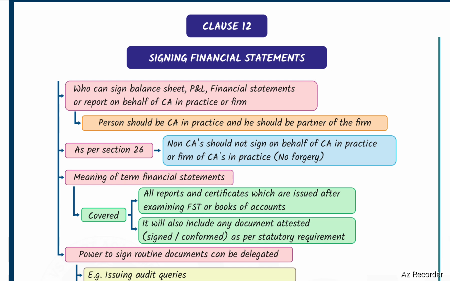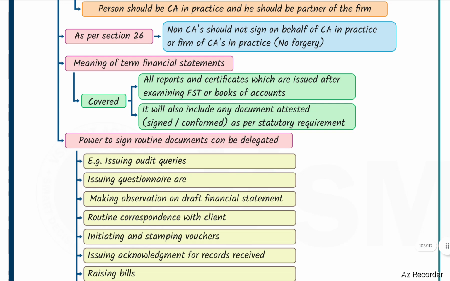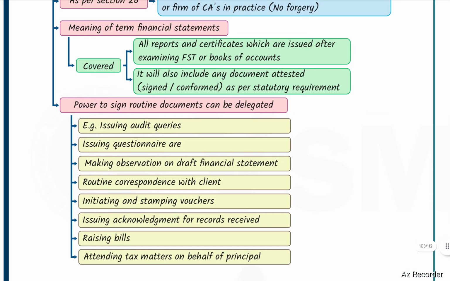Next, clause number 12, signing financial statements. Who can sign a balance sheet, P&L, financial statements, or report on behalf of a CA in practice or firm? The person should be a CA in practice and he should be a partner of the firm. As per section 26, a non-CA should not sign on behalf of a CA in practice or a firm of CAs in practice. No forgery. Meaning of the term financial statements: all reports and certificates which are issued after examining financial statements or books of accounts. It will also include any document attested, signed, or confirmed as per statutory requirement.